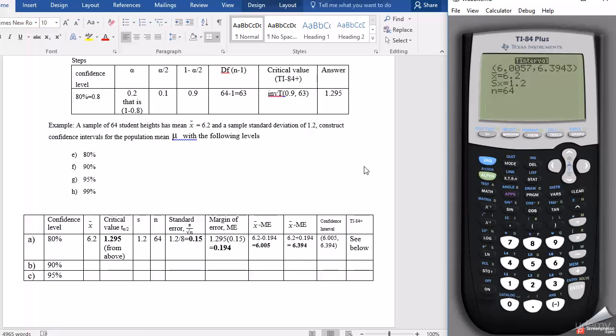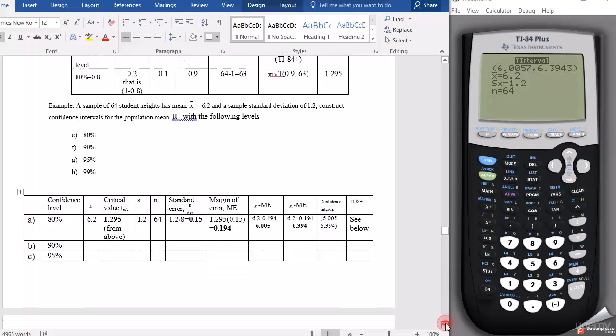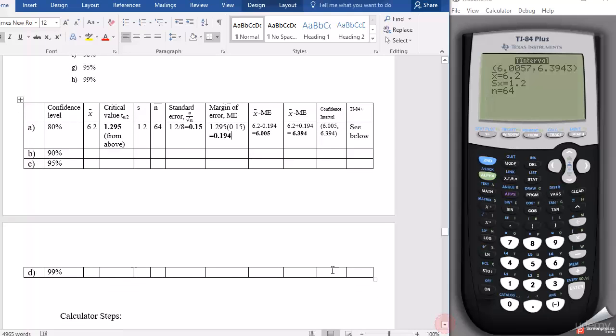Okay, so that is how we obtain the confidence interval when we do not know the population standard deviation. Okay, again, we did this by hand here. So in this particular row, we showed you how to compute this by hand. But if you want to use the TI-84, which is quicker, faster, you just follow the steps we just took. Okay, so that is it for the confidence intervals using TI-84 and doing it by hand when the population standard deviation is not known.